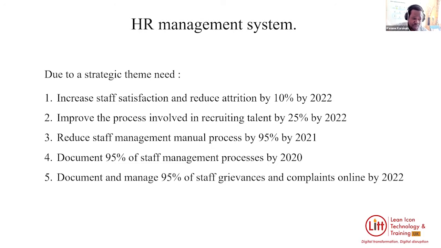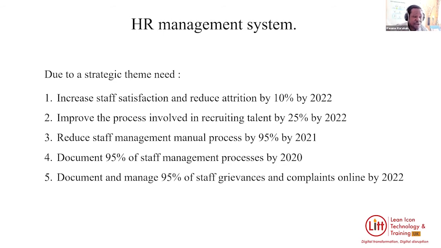Okay. We want to reduce staff management manual processes by 95% by 2021. And we want to document 95% of staff management processes by 2020. And we want to document and manage 95% of staff grievances and complaints online by 2022. So these are our key strategic themes that are driving our building of our HR management system.